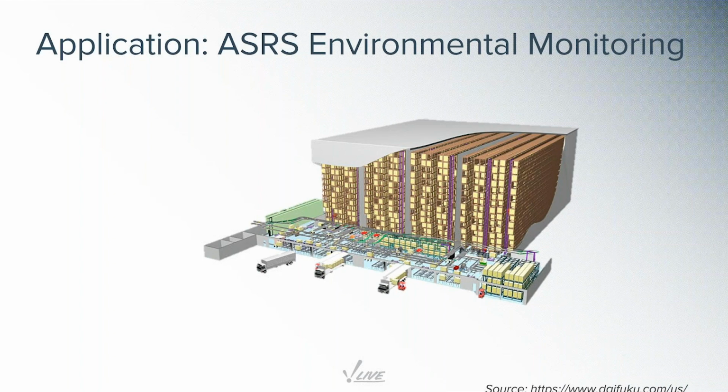This is an application we're working on with one of our customers. It's an automatic storage and retrieval system. If you're not familiar with what those are, the yellow squares you're seeing here in this huge warehouse section are pallets, and the purple vertical things are cranes that automatically take the pallets and store them, and then of course retrieve them based on the shipping orders.